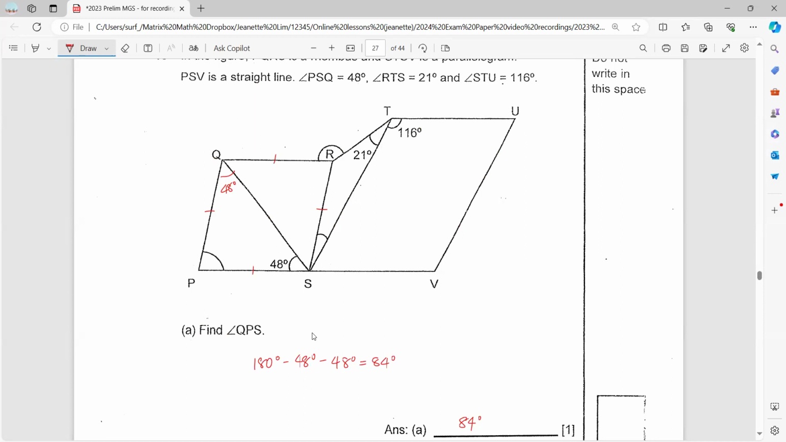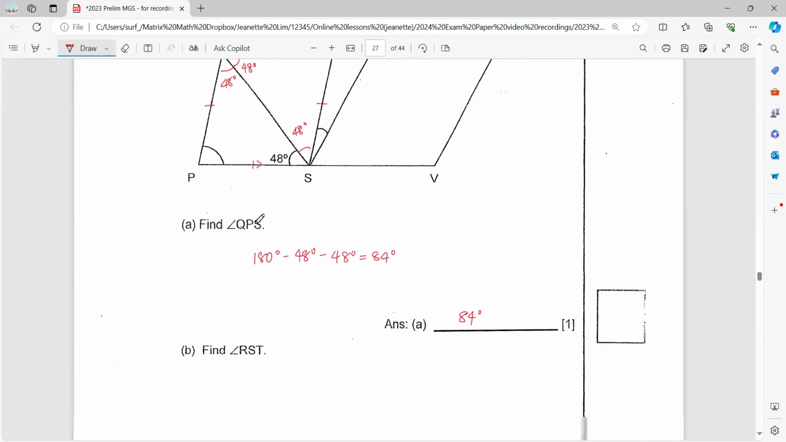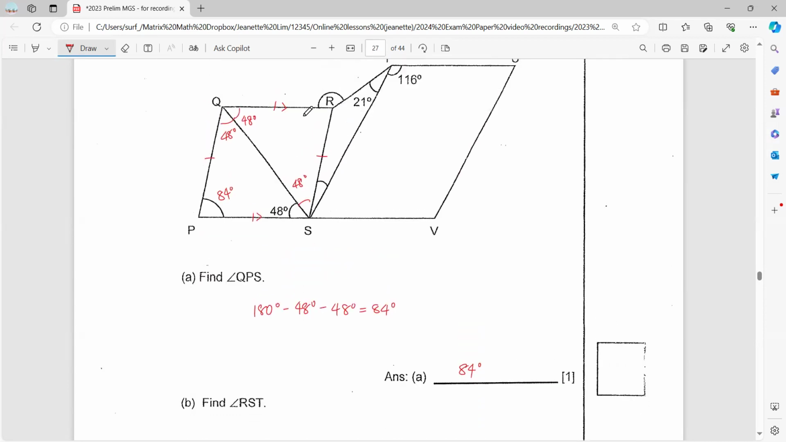And now I'm just going to label all these 48. Why is this 48? Because this one is parallel, so you have an alternate angle, which means that it's isosceles here as well. So this is also 48. All right. Next, this is 84. Find RST.